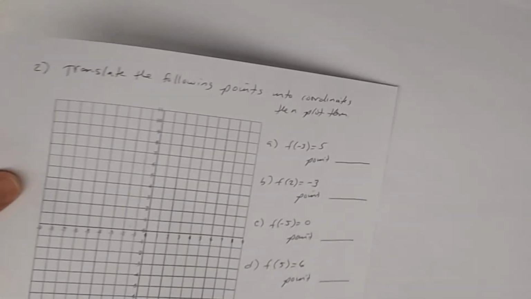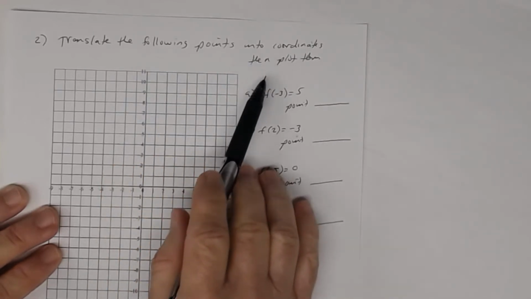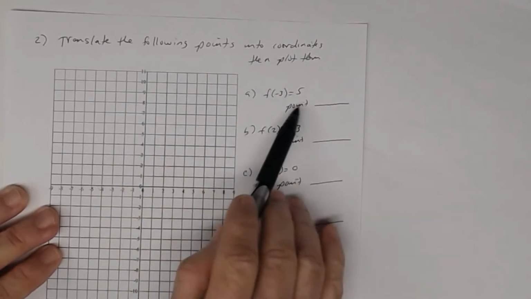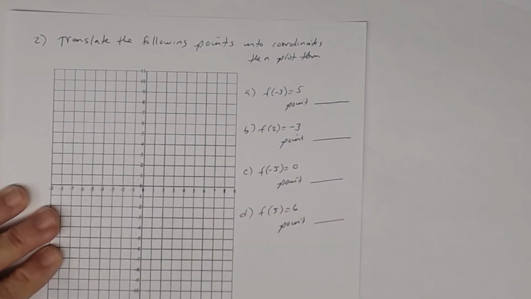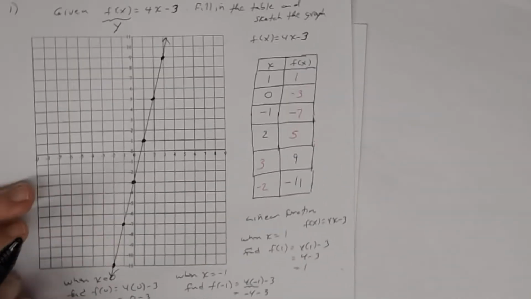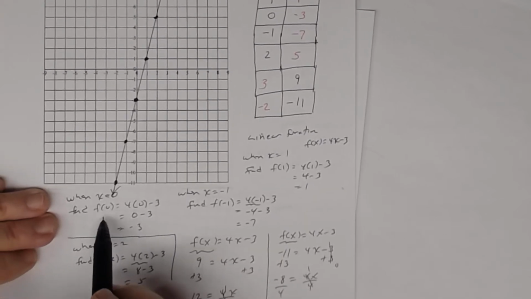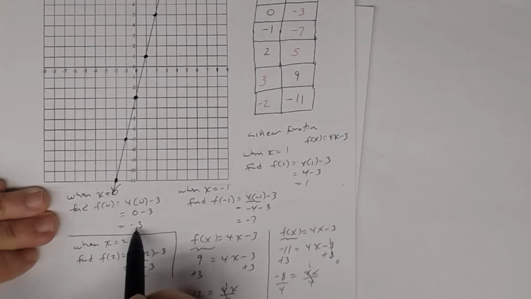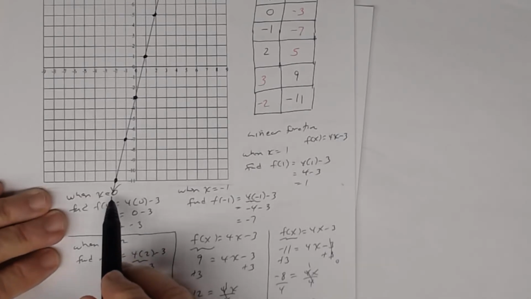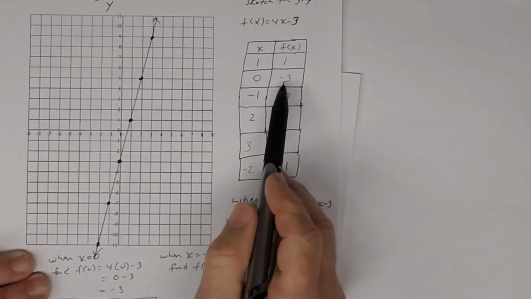All right, let's look at number 2. So number 2, you're told to translate the following into coordinates, and you want to plot them. So remember f of negative 3 equals 5, what that means. If I go back to the previous problem, you see right here when x was 0, I said f of 0 is negative 3, right? So what that meant was that when x is 0, this f of 0, which is negative 3, that negative 3 is the y coordinate, right?